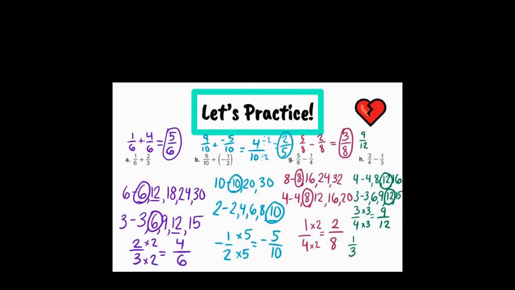Let's rewrite 1/3 with the new denominator. So to get from 3 to 12, we did times 4. Whatever you multiplied on the bottom, you have to multiply on top. 1 times 4 equals 4. So the new fraction is going to be 4/12. And I'm going to write that up on the top as well.